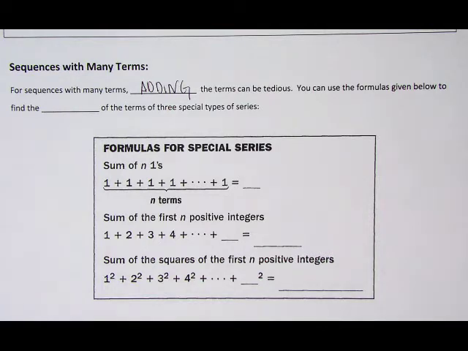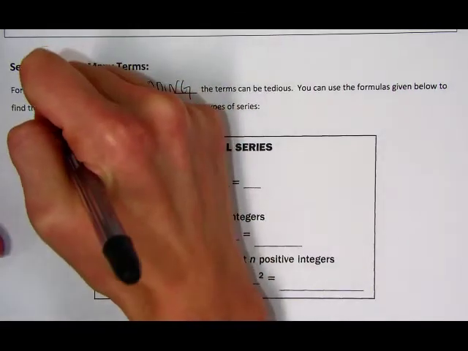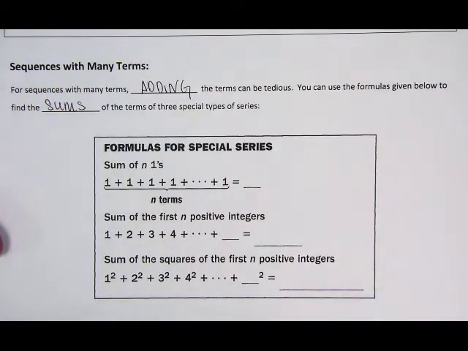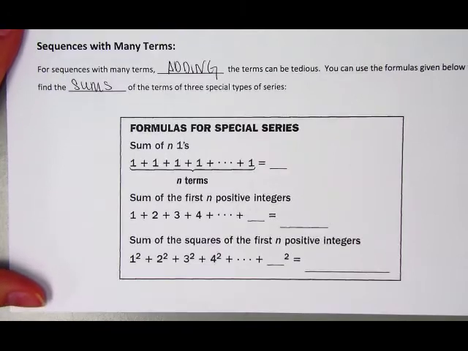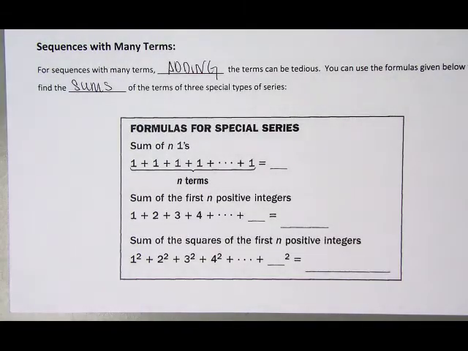We can use the formulas given below to find the sums of the terms of the three special types of series. So there are three special series that are given to you here. All three of them are pretty common, but it's good to know them because it saves you time in the long run, and you're going to see that with the Now You Tries, numbers 8 through 12.